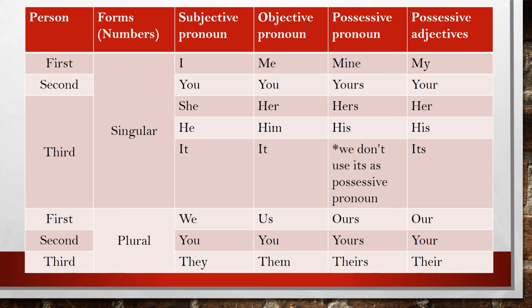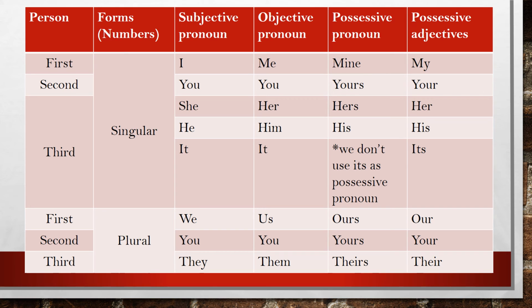Before we look at the overview, we already studied the subjective and objective pronouns in our previous video. Those who haven't watched those videos, I will give the link here and also in the description box. Please watch those videos. Now we move on to a short overview of subjective and objective pronouns and possessive pronouns with possessive adjectives. Let's look. First person singular: subjective pronoun I, objective pronoun me, possessive pronoun mine.